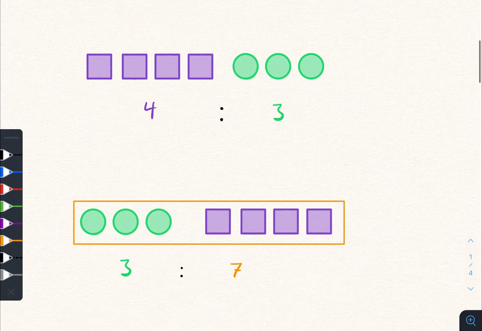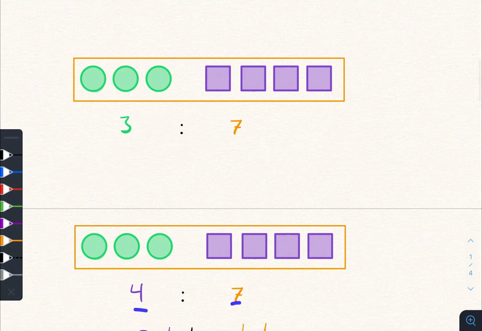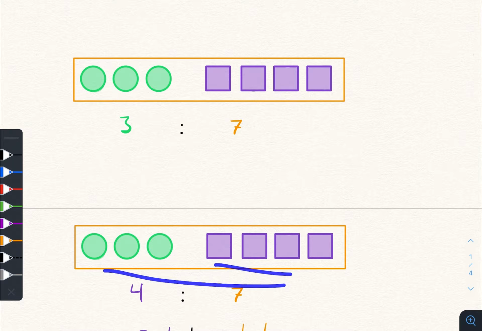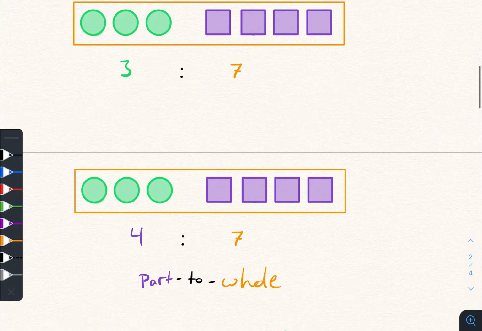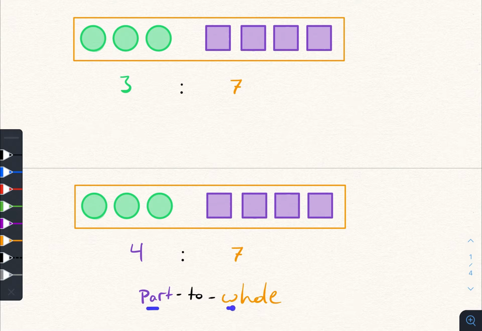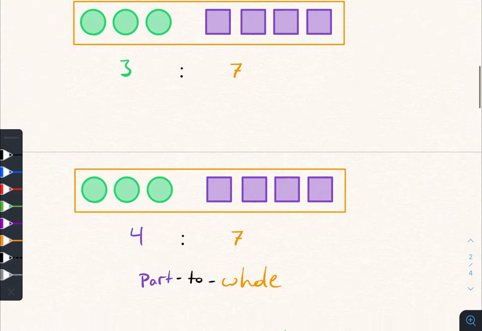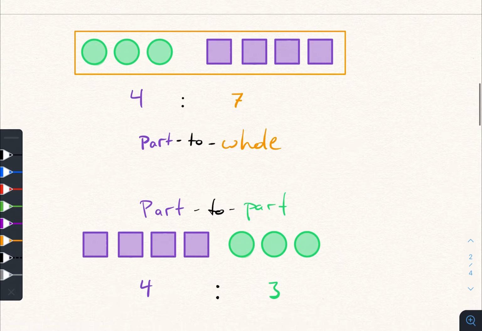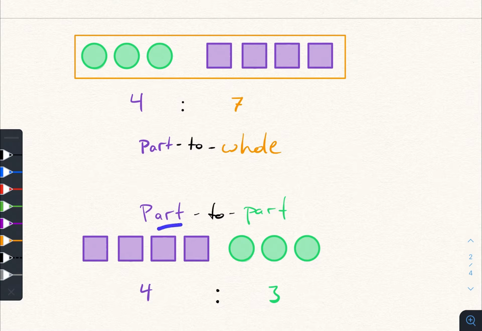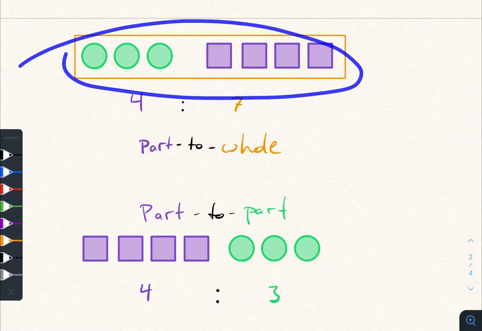And you could also get the ratio 3 to 7, where you have 3 circles to a total of 7 shapes. Or you could do 4 to 7, where you have 4 squares to 7 shapes. So these are both examples of part to whole ratios, where the previous examples that we had were part to part ratios. So part to part ratios, there's 4 parts squares to 3 parts circles, whereas over here we had 4 parts squares to 7 parts for the whole.